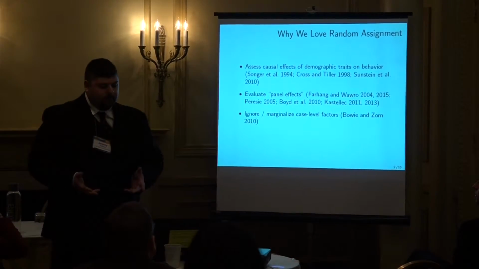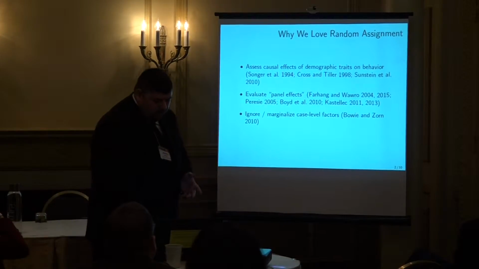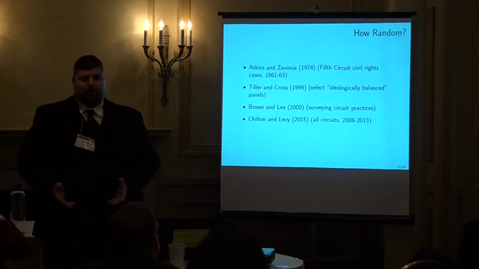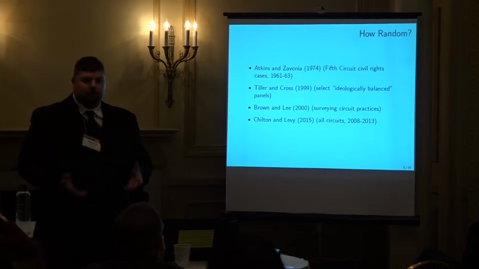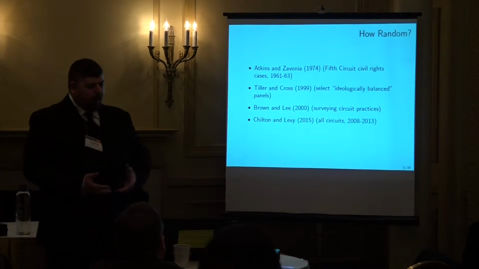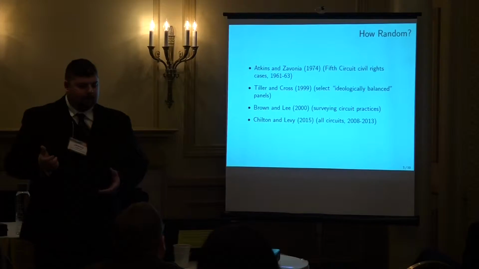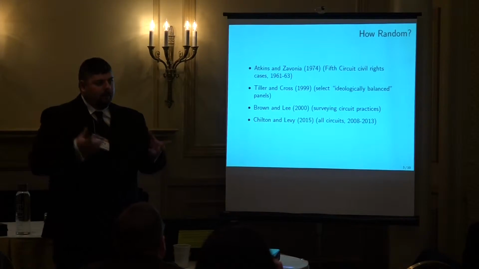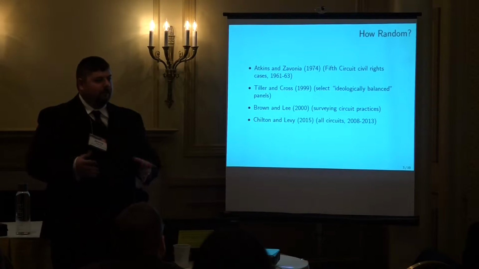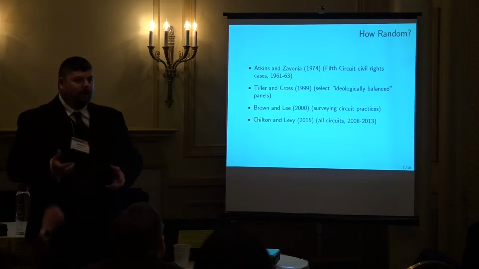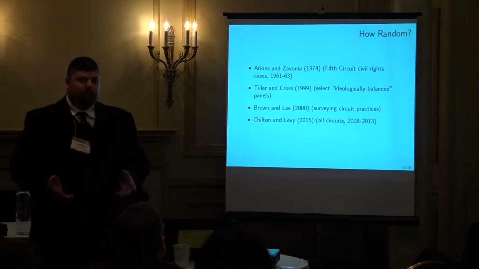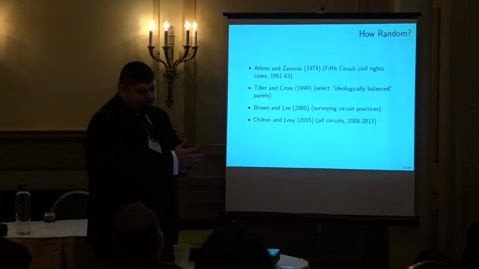And we've got a little bit of literature that says this. One of the biggest is Atkins and Zorn, which looked at the Fifth Circuit in the civil rights cases, and they said, no, absolutely not. We're loading these panels, we're putting pro-civil rights judges on them so that they will give us pro-civil rights cases. Tiller and Cross have looked at ideologically balanced panels, so they've also recommended not randomizing and saying, let's ideologically balance these panels. Let's put 2 Democrats and a Republican, or 2 Republicans and a Democrat on these panels for balance. That way it's not just randomly assigned and you get a 3 Republican or a 3 Democrat panel.